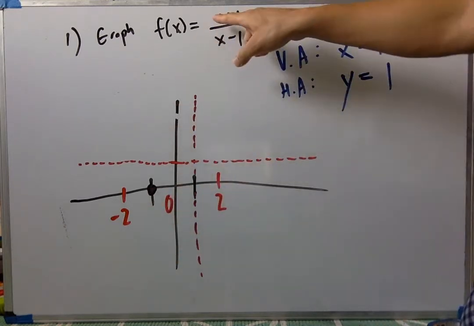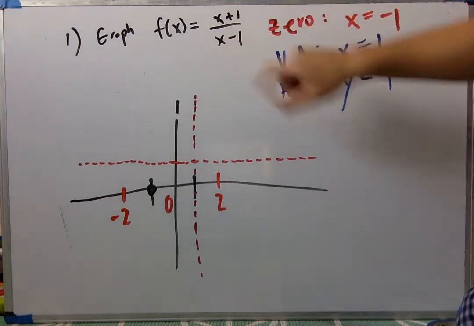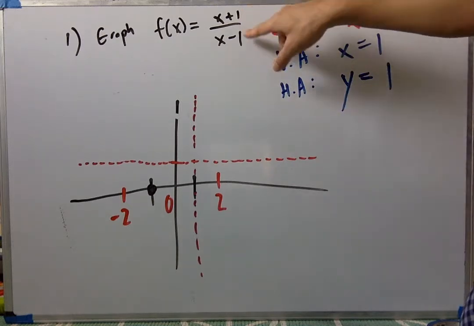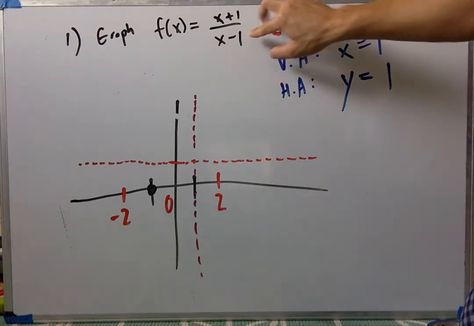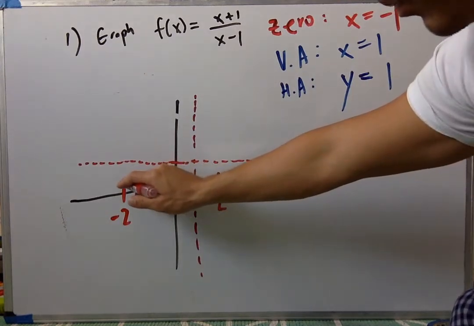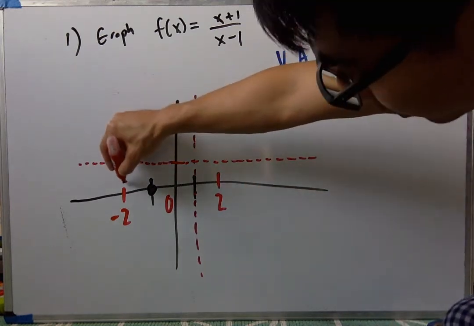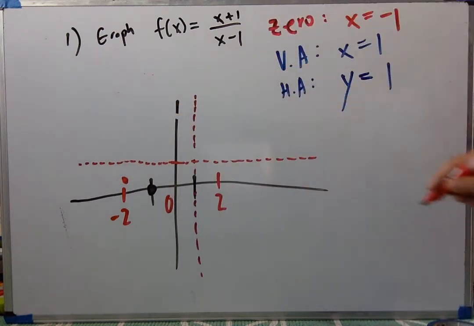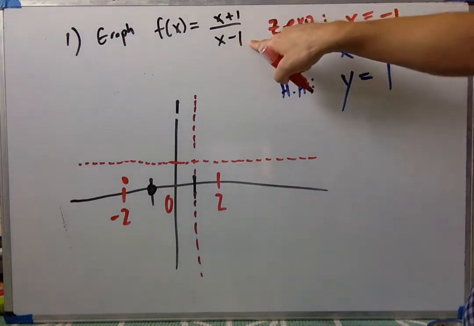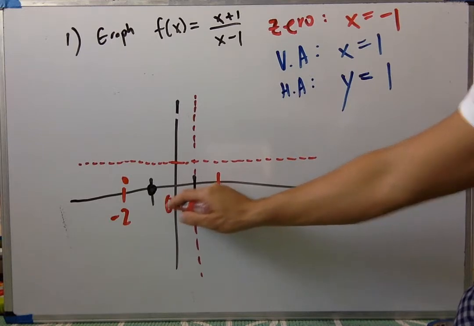If I plug in -2, that's -2 plus 1, that's -1, over -2 minus 1, that's -3. So -1 over -3, that makes +1/3. So it's positive, and it's right about there, a third. And then, let me just plot that point there. At 0, it's going to be 0 plus 1 over 0 minus 1. That's 1 over -1, which is -1. So at 0, it's going to be right here at -1. So I'll plot that point right there.